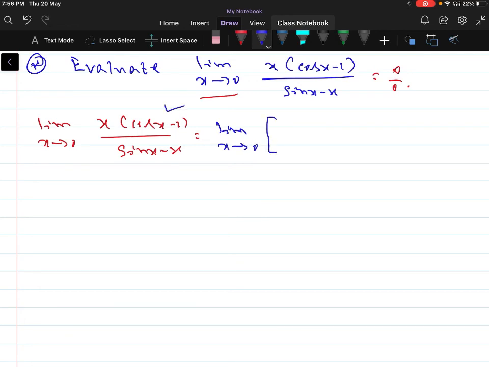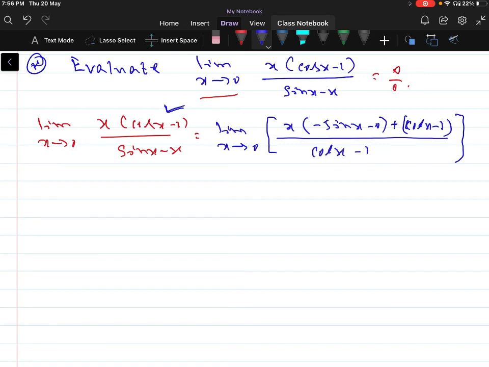So let us differentiate the numerator: x into the differentiation of the second function, minus sin x, minus 0, plus the second function cos x minus 1 into the differentiation of x, which is 1, divided by the differentiation of the denominator, sin x differentiation cos x minus x differentiation 1. Now let us apply the limit as x approaches 0: 0 into anything is 0, cos 0 is 1, 1 minus 1 is 0.